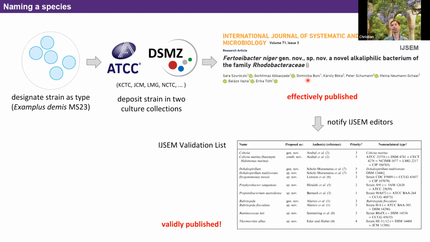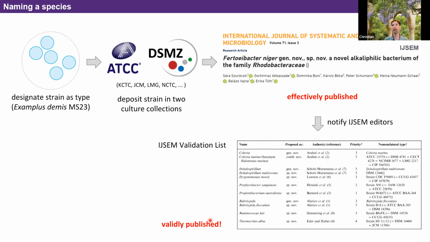But there's more, right? Then the idea is to notify the IJSEM editors if they don't already know about this, and they will then put this new name on a validation list, right? And then that's a lot of work on the side of the editors, the committee, and they will actually go through and then see if those names correspond and align with the rules of the code, right? The ICNP. If they do, then they end up in the list that's going to be published, and then you have a validly published name, right? And that basically means it's included in the code. It is a valid name.